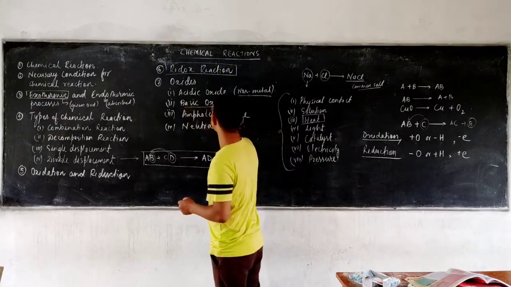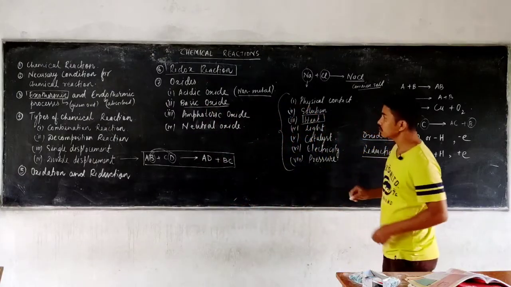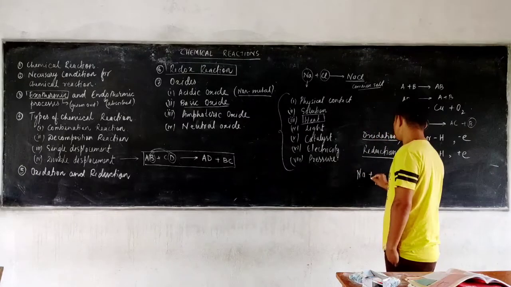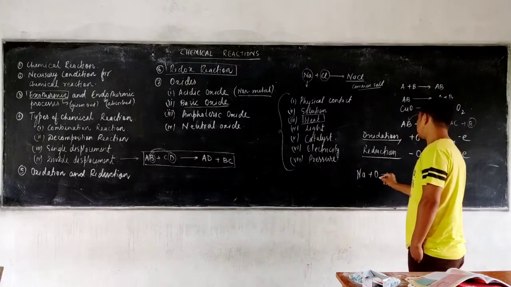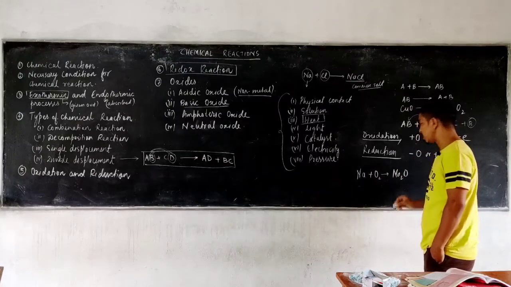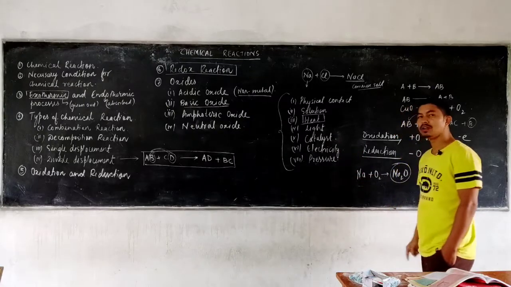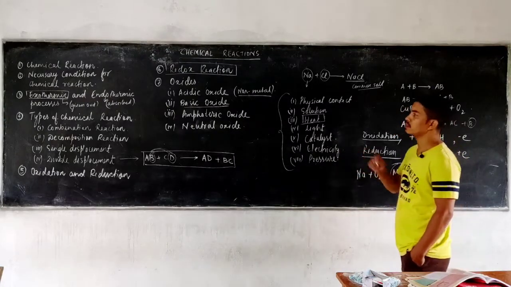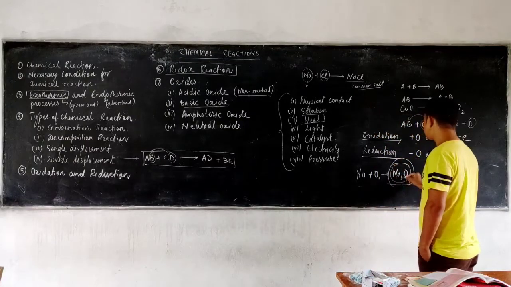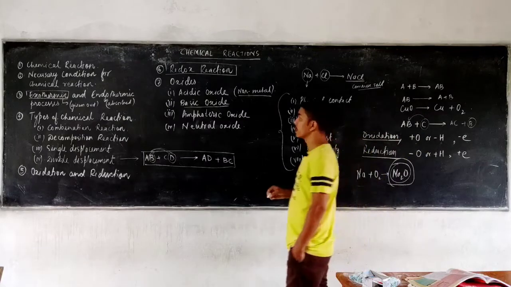Now coming to the basic oxide. What does it mean? Whenever oxygen reacts with a metal, like sodium, we get Na2O, sodium oxide. This sodium oxide is a basic oxide. So all metallic oxides are known as basic oxides. Why is it known as a basic oxide? Because when dissolved in water, it shows basic nature.